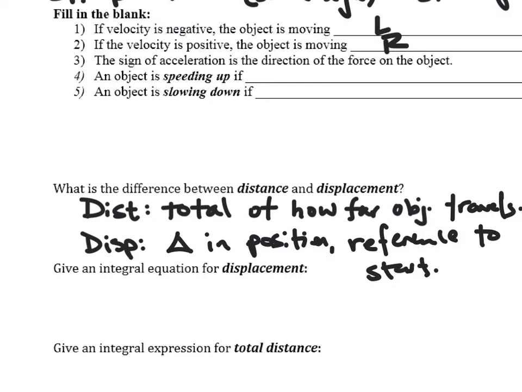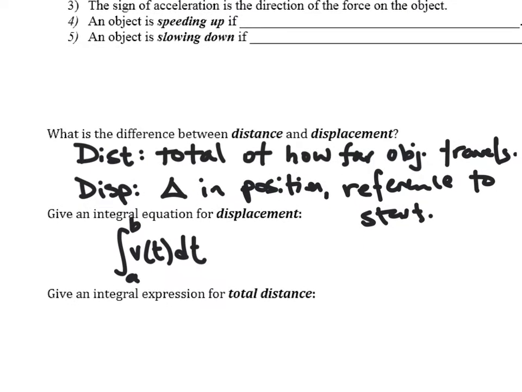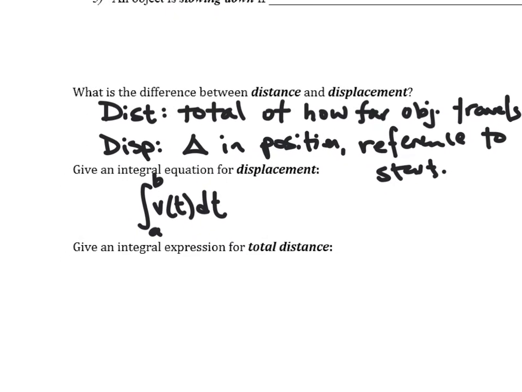Alright, give an integral equation for displacement. Well, an integral equation for displacement would just be the integral from a to b of velocity dt. Total distance would be a little different. We want all distances to be positive, so we can just add them all up. So we take the absolute value of the velocity.